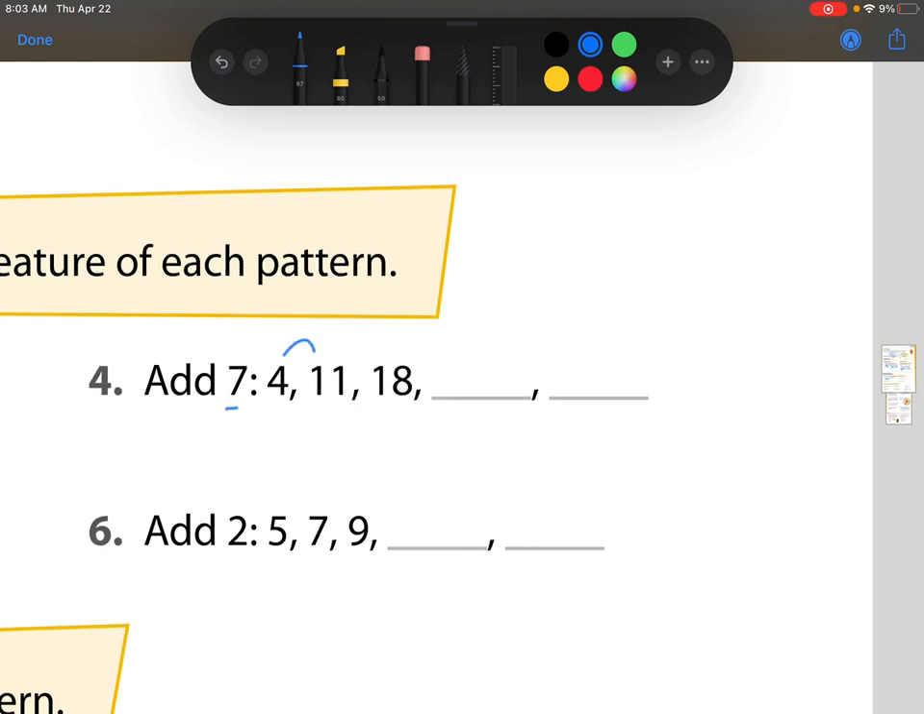Number 4, we're adding 7. So we add 7. We add 7. 18 plus 7 is 25. 25 plus 7 is 32. What's a feature? Well, here they're not all multiples of 2. They're not all multiples of 7. So the only feature I can see is that it goes even, odd. So that's the only feature I see. There's probably more, but that's the only one that I can spot.